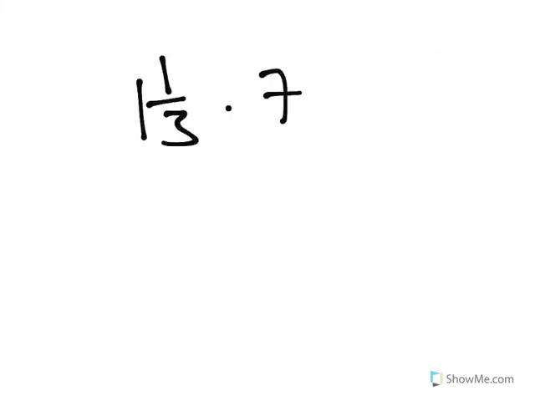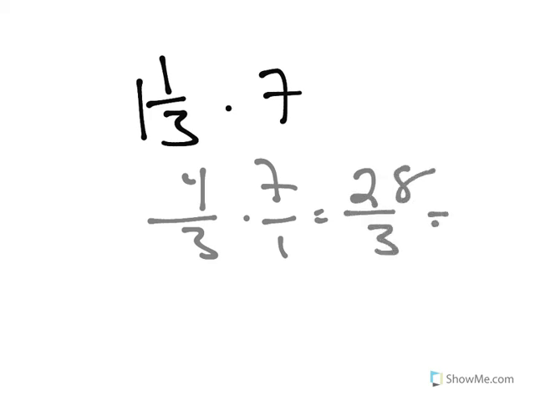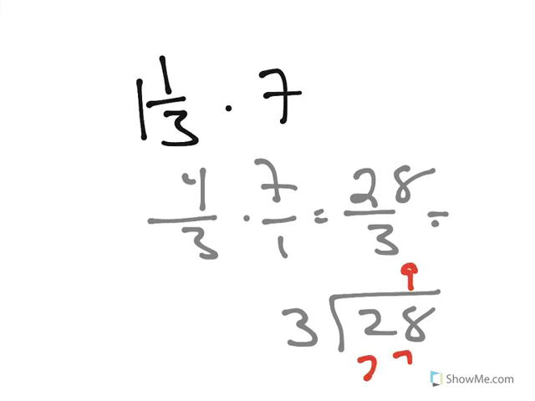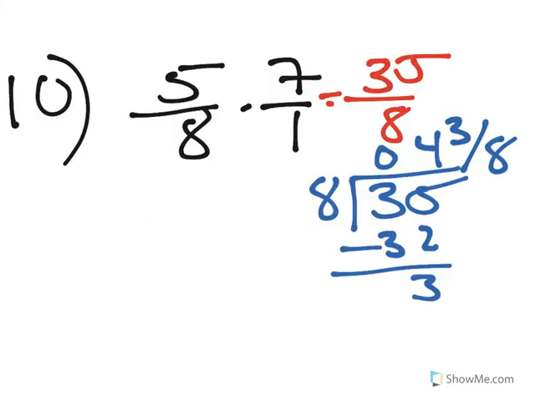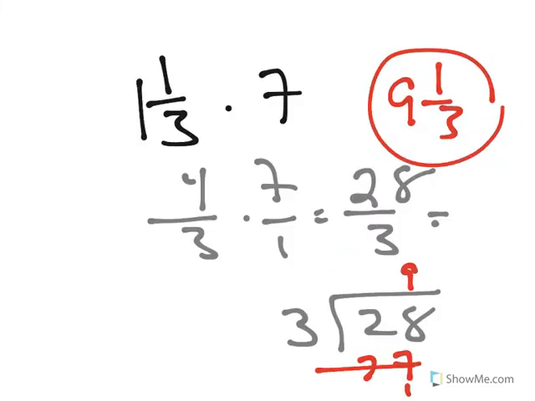1/3, and I'm still going to multiply that by 7. So I do have to change it to an improper fraction. 4/3 times 7 over 1, which is 28 over 3. When I divide it out, I know that 3 will go into 28 9 times, which is 27, which leaves me 1/3 left over. So at this point, I got 9 1/3, and I got 4 3/8.